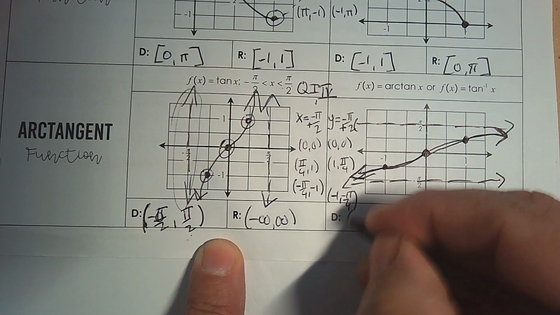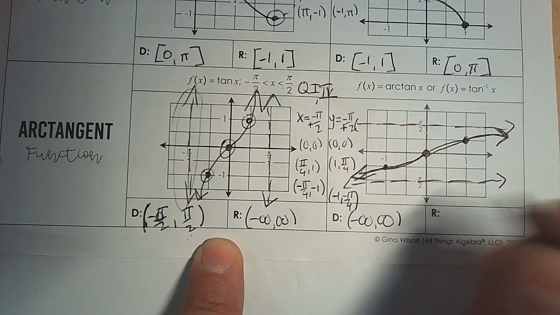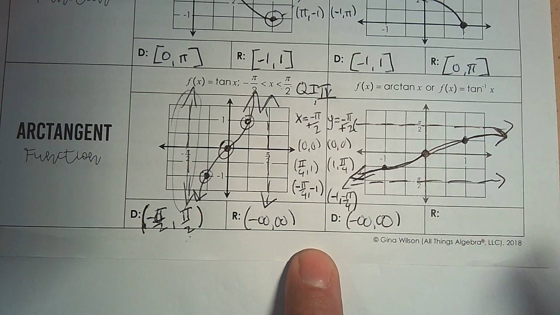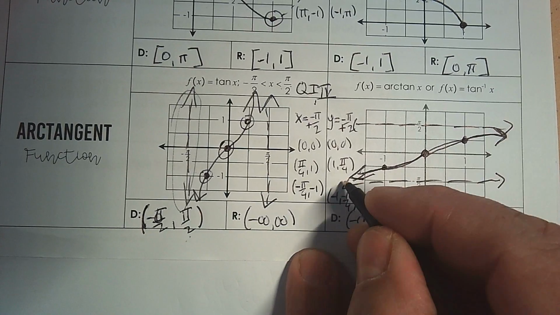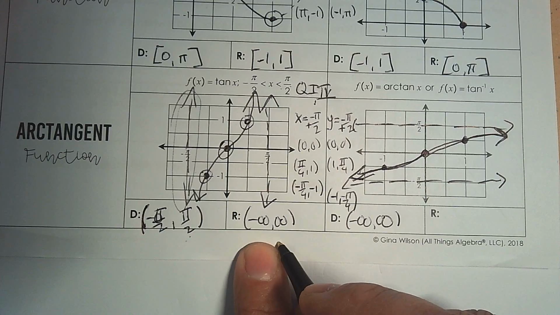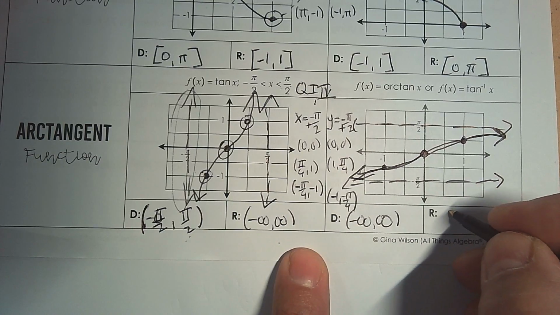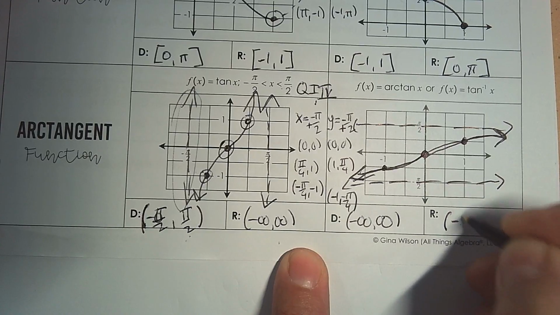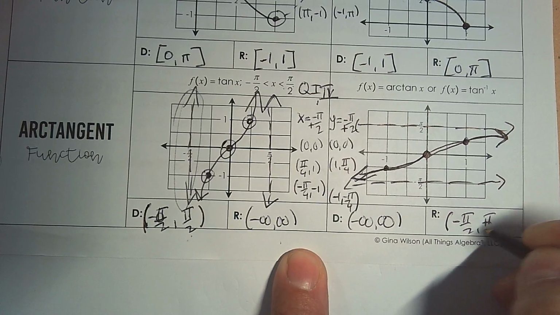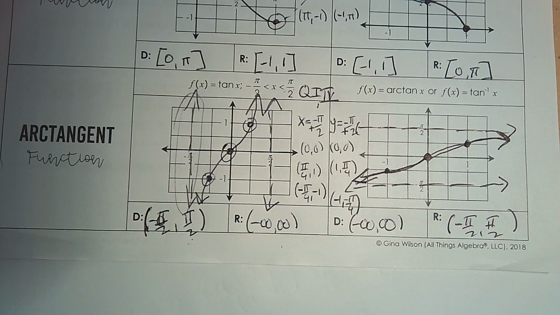Well, now, notice what happens to my domain. Now it goes forever right and forever left, just like the range did. And now my range has a restriction using parentheses from negative pi over 2 to positive pi over 2. And that shows that the ends are not included.